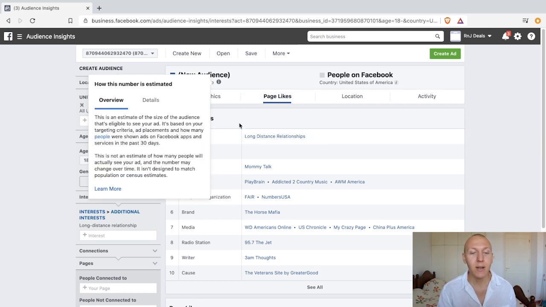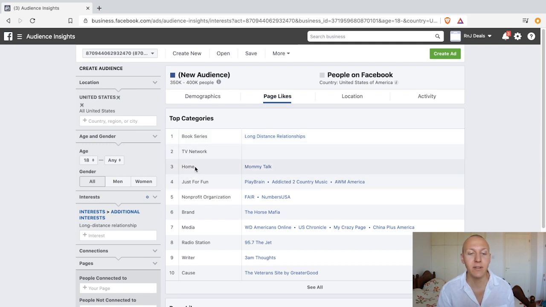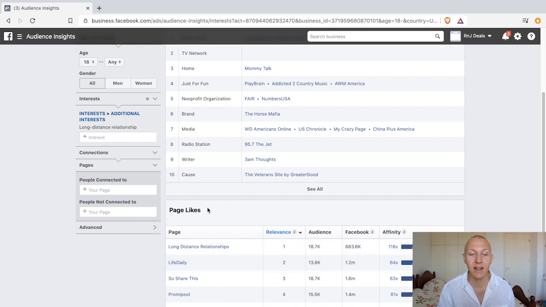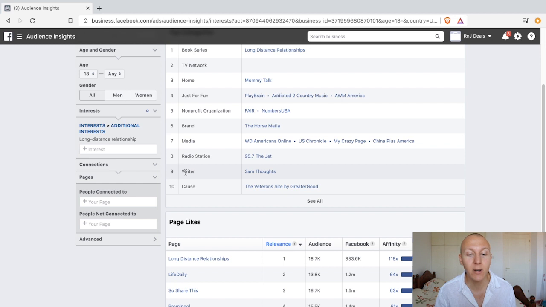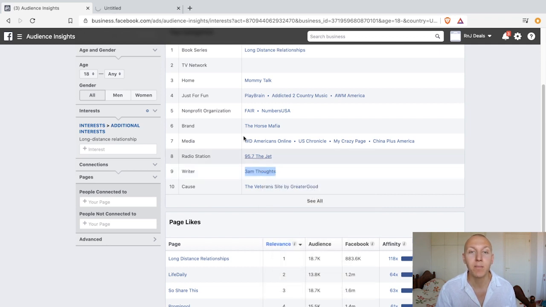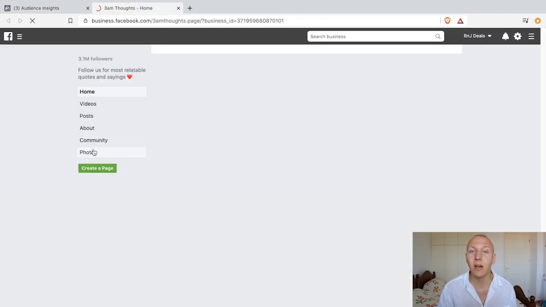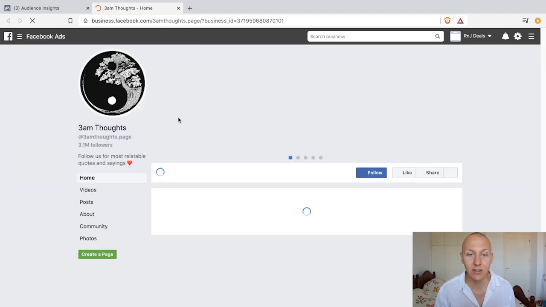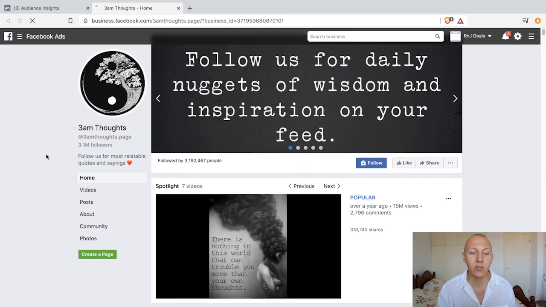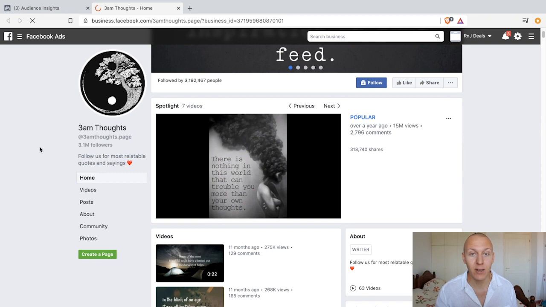So scrolling down, we have top categories here. We have book series, TV, network, home, all of that good stuff. And we see their different page likes here as well. So if we're interested in something, we can look that up. For example, if I look in right to here, I can see 3 a.m. thoughts. I have no idea what 3 a.m. thoughts is. So I'm going to right click and click on open link in new tab. So by doing this, I can have a look and see, okay, what kind of site is this, or what kind of page is this? What kind of niche am I looking at? Well, follow us for daily nudges of wisdom and inspiration on your feed. So basically this looks like an inspirational page, right?